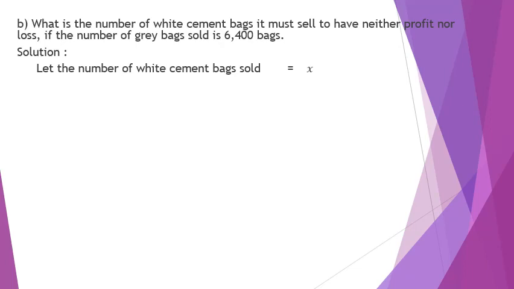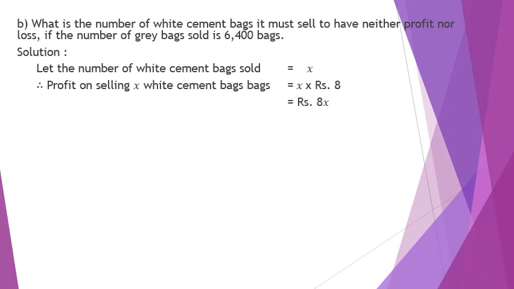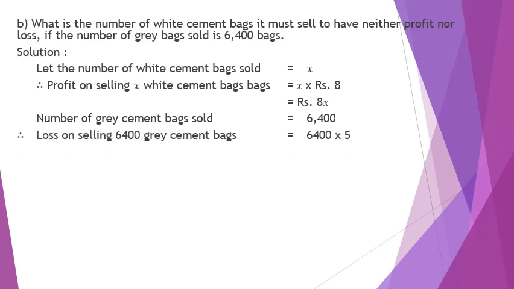Let the number of white cement bags sold equal to x, because we don't know, that only we have to find out. Profit on selling x white cement bags equal to x into rupees 8, that is rupees 8x. Number of grey cement bags sold equal to 6,400. Loss on selling 6,400 grey cement bags equal to 6,400 into rupees 5 equal to rupees 32,000.